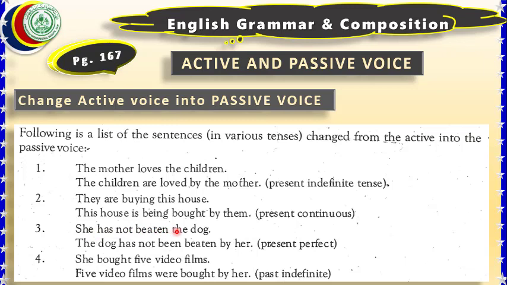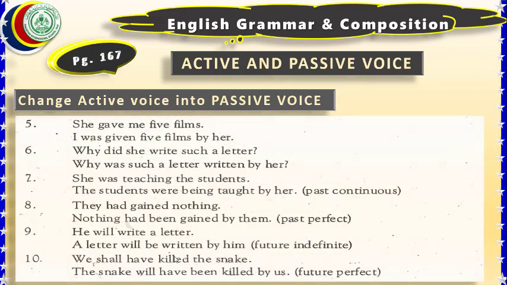She has not beaten the dog. The dog will become in the beginning. She will come at the end in the form of her. And this by is added here. She bought 5 videos. 5 video films were bought by her. She gave me 5 films. I was given 5 films by her. Why did I write such a letter? Why was such a letter written by her?